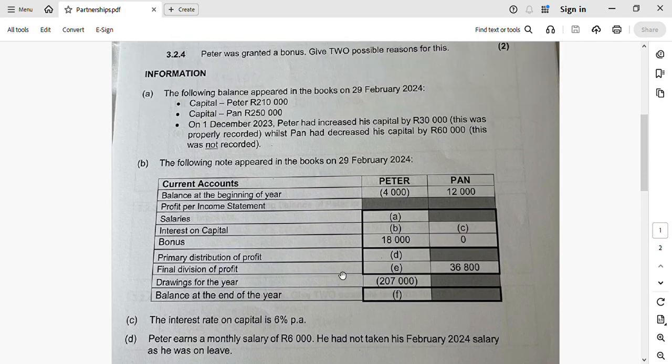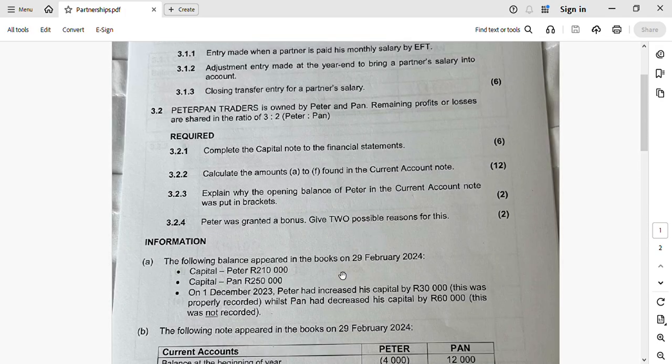The next one is the closing transfer entry for a partner's salary. When we're talking about closing transfer entries, we're talking about transferring all your income and expenses into one of your final accounts: trading account, profit and loss account, and in this case, appropriation account.